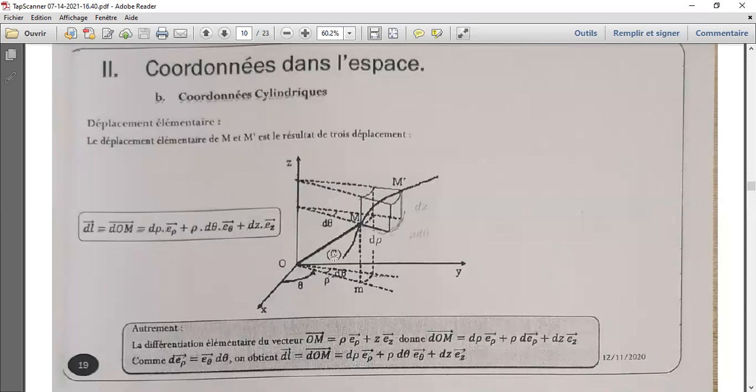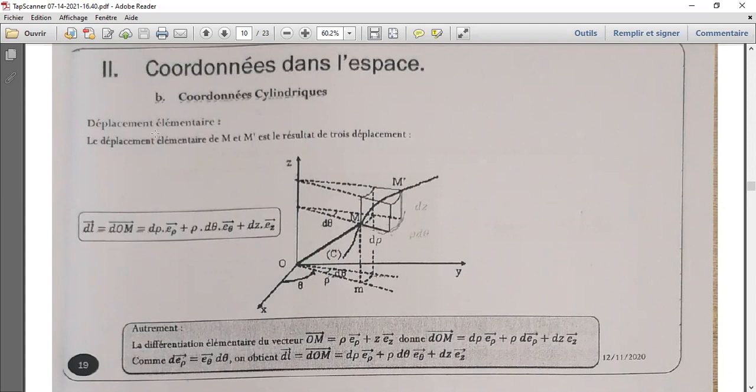Then after that, you move as if you are going outside, which is d rho. Then after that, the point moves as if you are going up to have your m prime, which is dz. That's what I'm saying: they're just adding the dz, the vertical movement up. So if you are told to calculate the déplacement élémentaire of a cylindrical shape, you just have to add dz, the vertical movement, for you to have m prime.